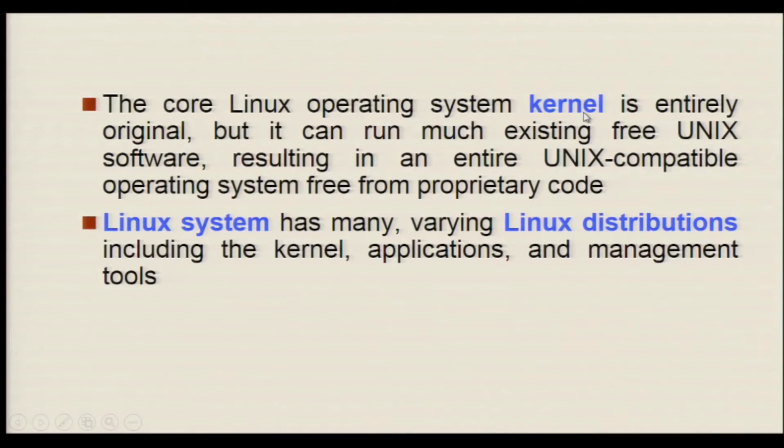Here Linux was clearly meant to understand how Unix gets developed and be compatible with the Unix standards, but it's open source. There is no hidden line in that. You can get every line, every detail of the operating system. Please do make use of the Linux documentation, which is openly available. It doesn't cost us much. The core Linux operating system kernel was originally designed. It is not simply copied from an earlier operating system, but Linus Torvalds ensured that the kernel is built from scratch. It's original. It can run much existing free Unix software. It's compatible with Unix. Linux systems have many varying distributions, including the kernel, applications, and management tools.